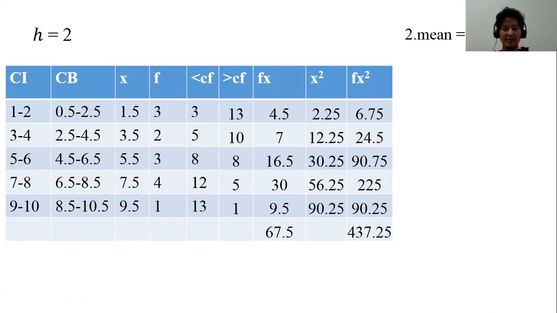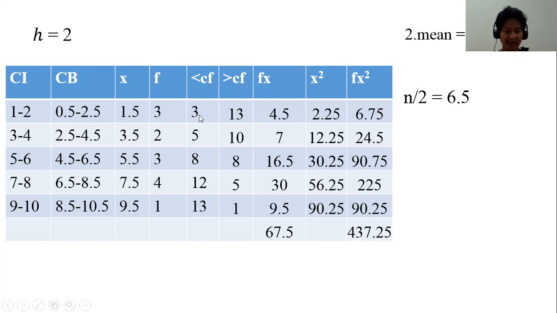Okay, next. So how about the median? So the median, first get n over 2. N over 2, we have n is 13 divided by 2. That's why we have 6.5. We first have to get the median class. The median class natin dito will be the one, titingnan natin dun sa less than CF, kung nasaan si 6.5.